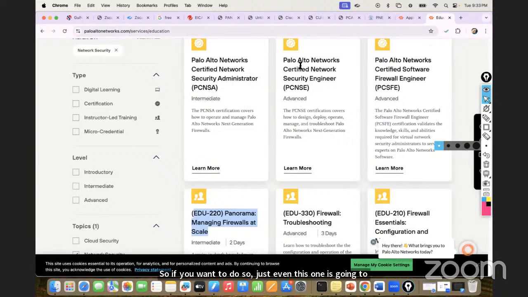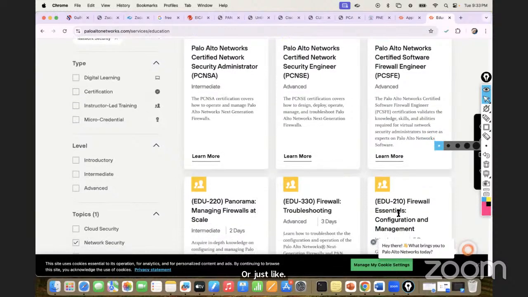So if you're going to understand the Palo Alto certified engineer, all of these are going to be covered in this single course. Is this certification EDU 220, or just...? No, EDU 220 is one course, right?